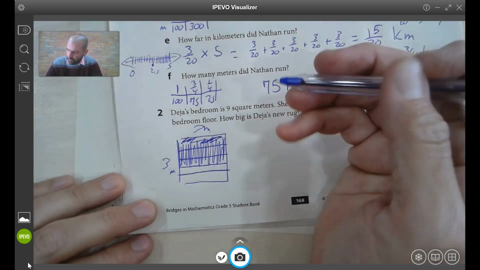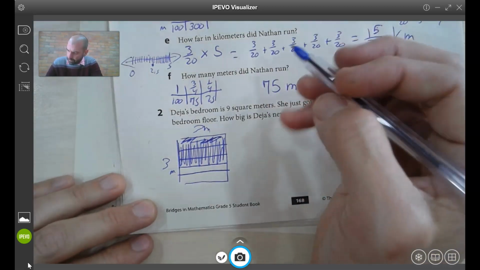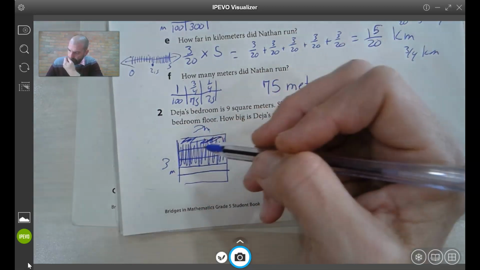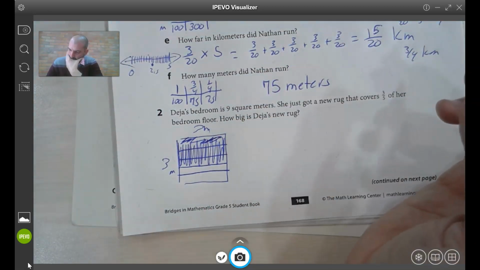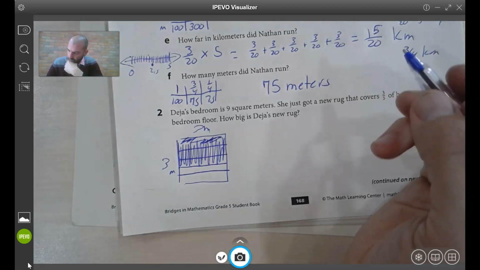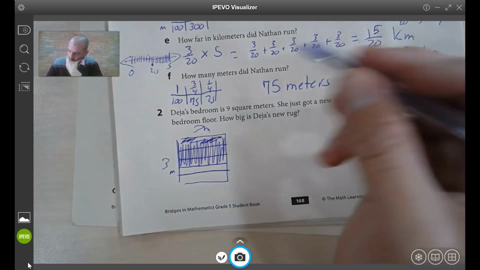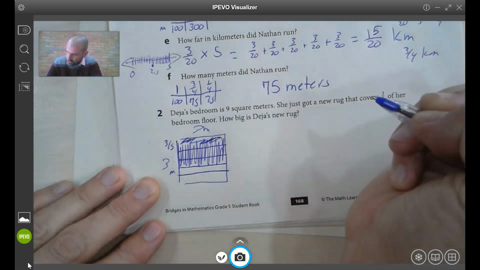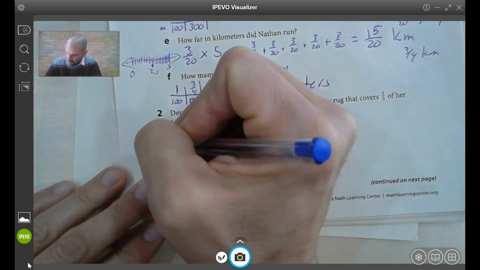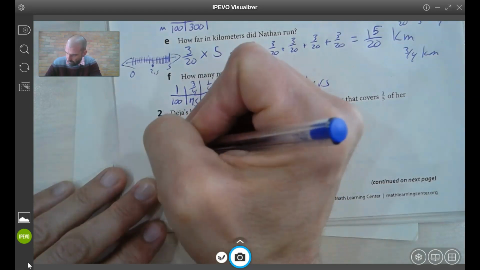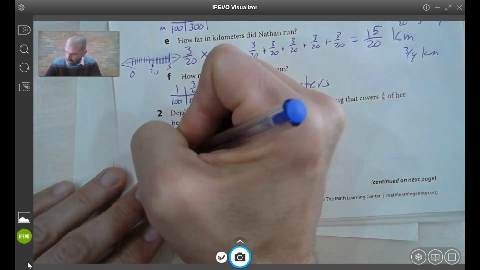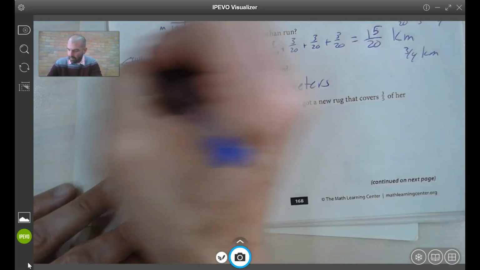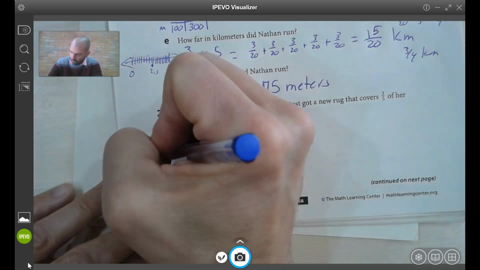3/5 of 3 meters. So if we split this into fifths, each one of these is 3/5 of a meter, right? Yeah, because 3/5 plus 3/5. So we have 3/5, 6/5, 9/5, 12/5, 15/5. That's 3 meters. That's probably what I needed to do up here in the number line.